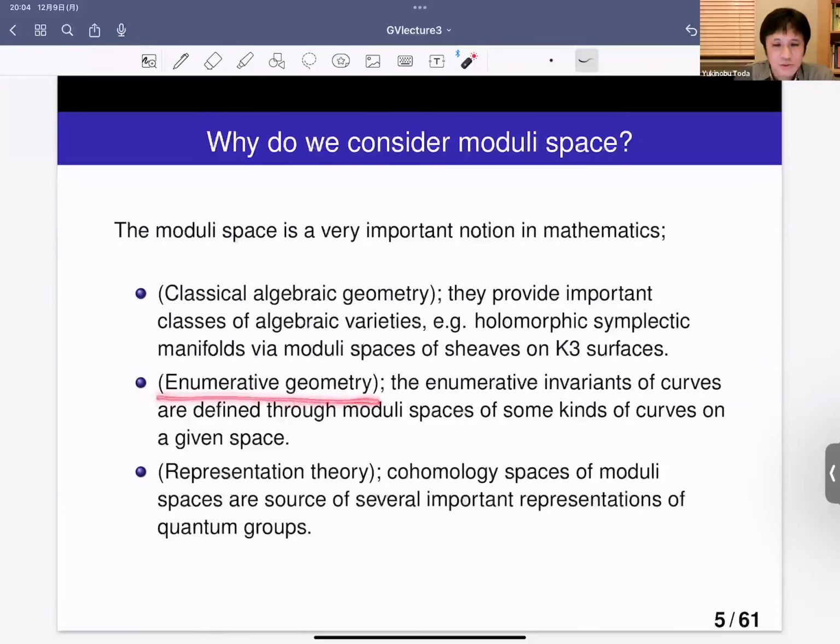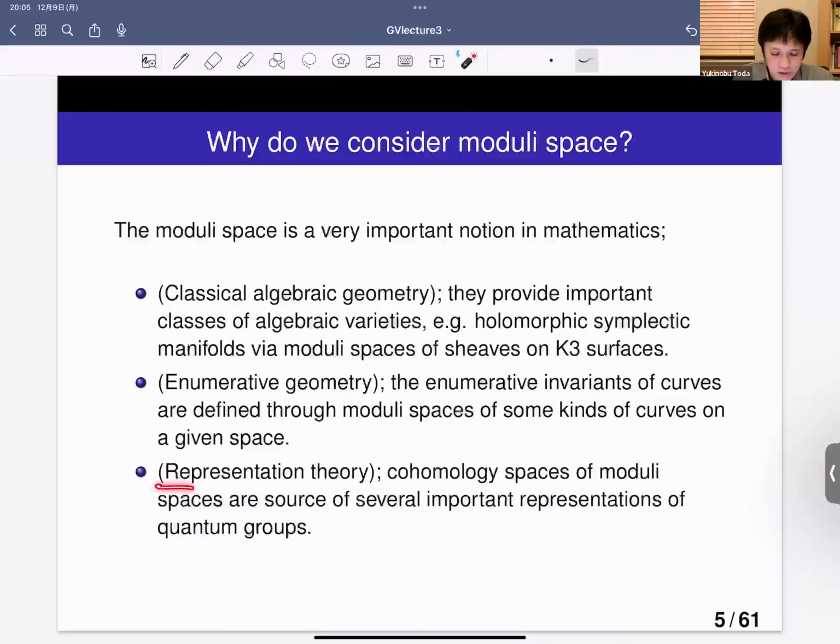Also, in enumerative geometry, we want to consider enumerative invariants of curves. And we want to consider the moduli space of curves inside some varieties. They are defined as moduli spaces of some kind of curves on a given space. It also depends on the context what kind of curve we should consider. And depending on the context, you have different moduli spaces.